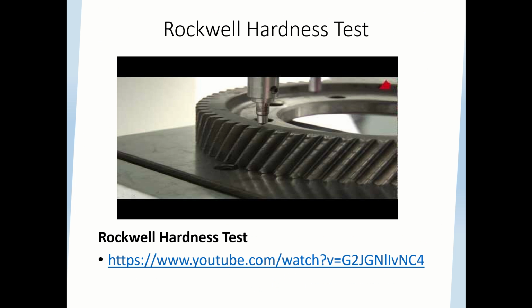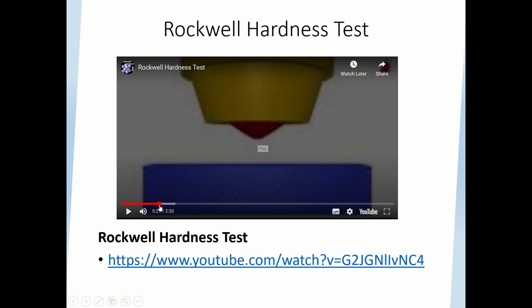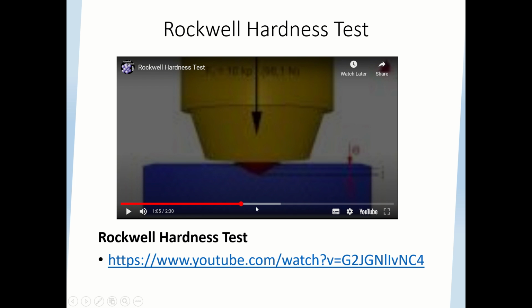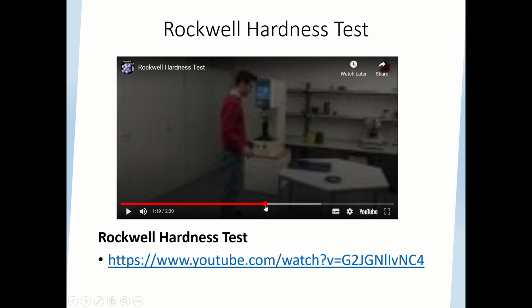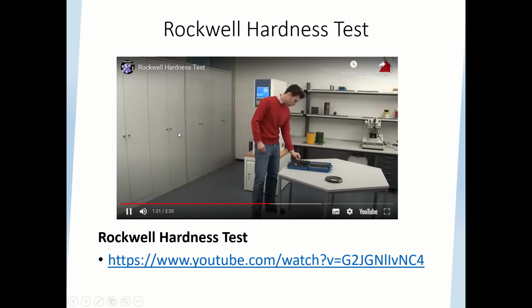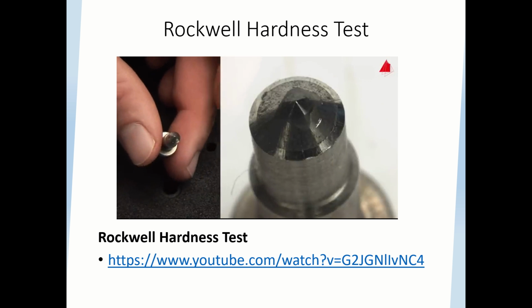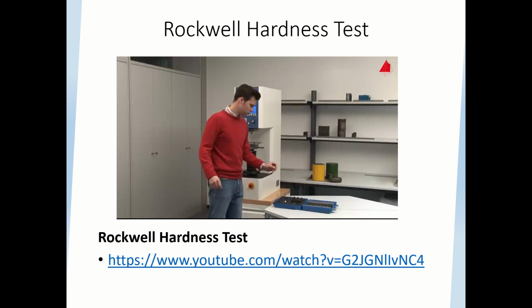Let's watch a quick video on this, and again I'm going to skip ahead to the important parts. There's a lot of science behind this which isn't strictly necessary. You could find this video for yourself, but here's the test. Let's take a look at how the test is carried out in practice. The tester selects the conical diamond indenter and installs it in the testing machine.